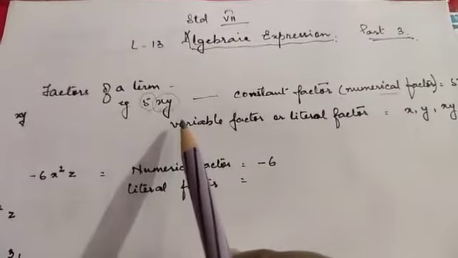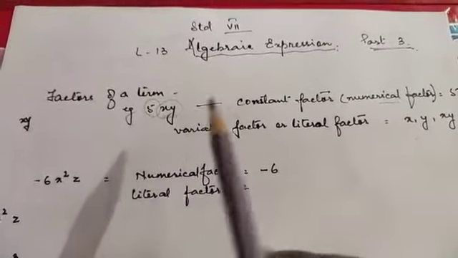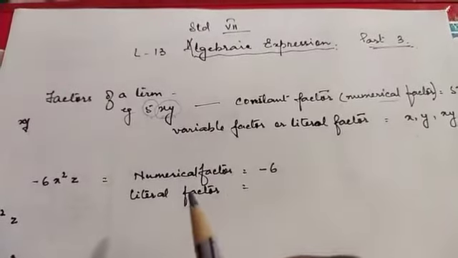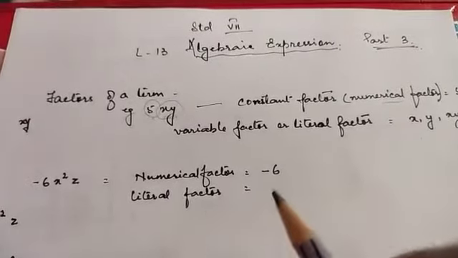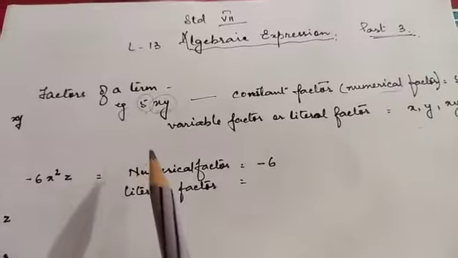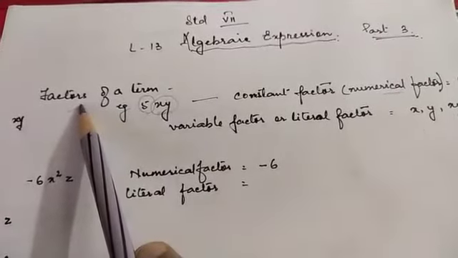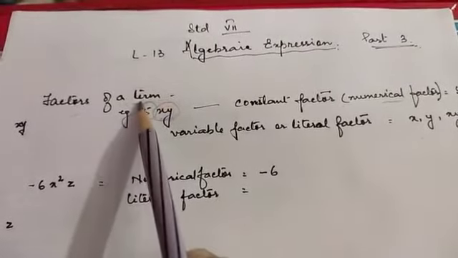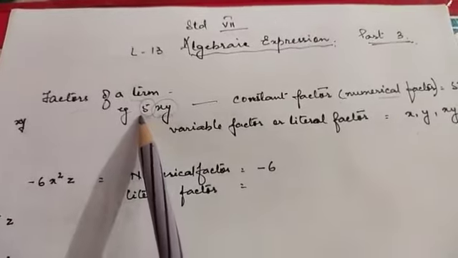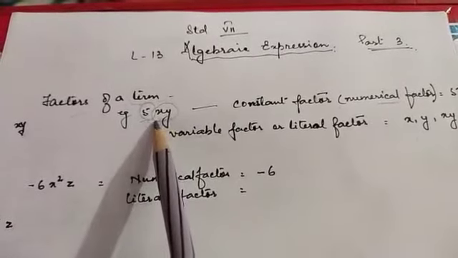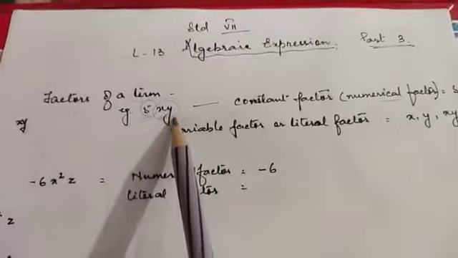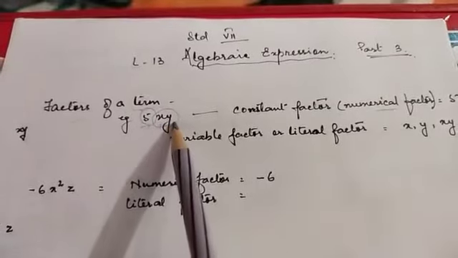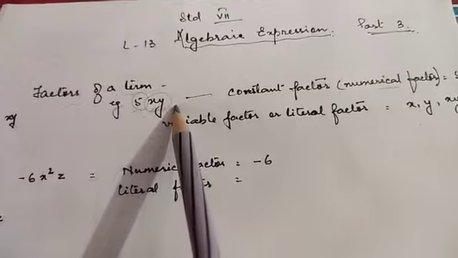In the previous video, we understood what algebraic expression is, what the terms are, and what the various types of algebraic expression are. Today we are going to learn about the factors of a term. Now what are the factors of a term? What is a term? We should make it clear first. When we have numericals and variables multiplied together, they form a term. Each one of these is a factor of the term.